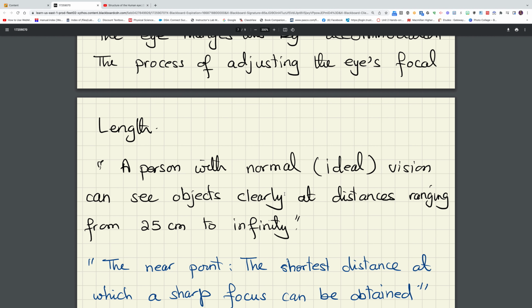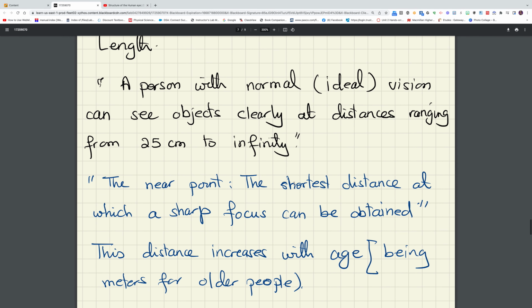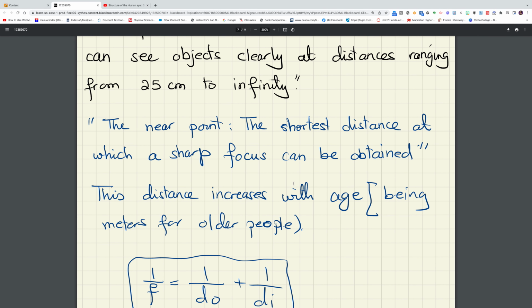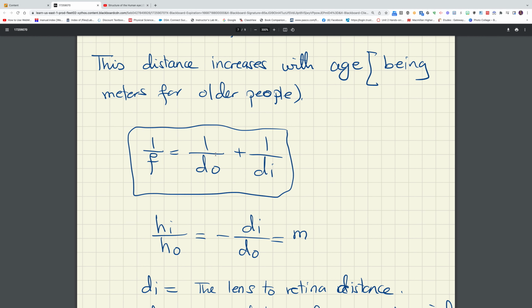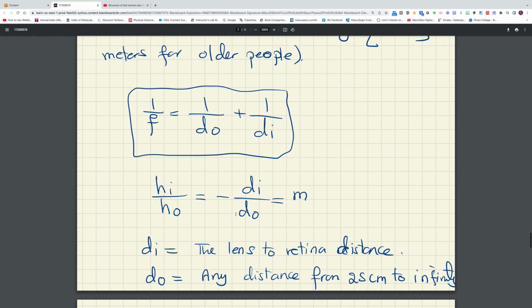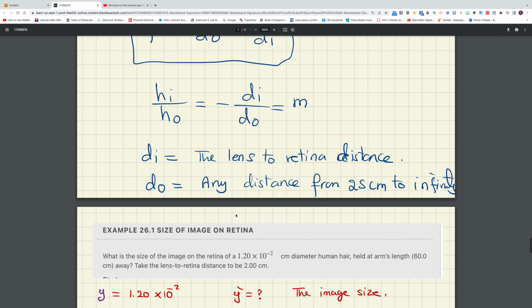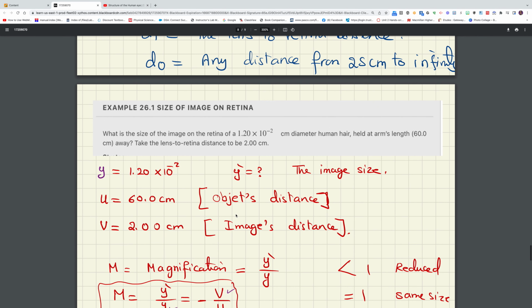We define here the near point, which is the shortest distance at which a sharp focus can be obtained. This distance increases with age, and therefore we put things farther away from our eyes, because that near point changes. Now, this is the lens equation that we used before: 1 over f equals 1 over the distance of the object plus 1 over the distance of the image. This is the magnification equation, and of course it's the same idea for problem solving.